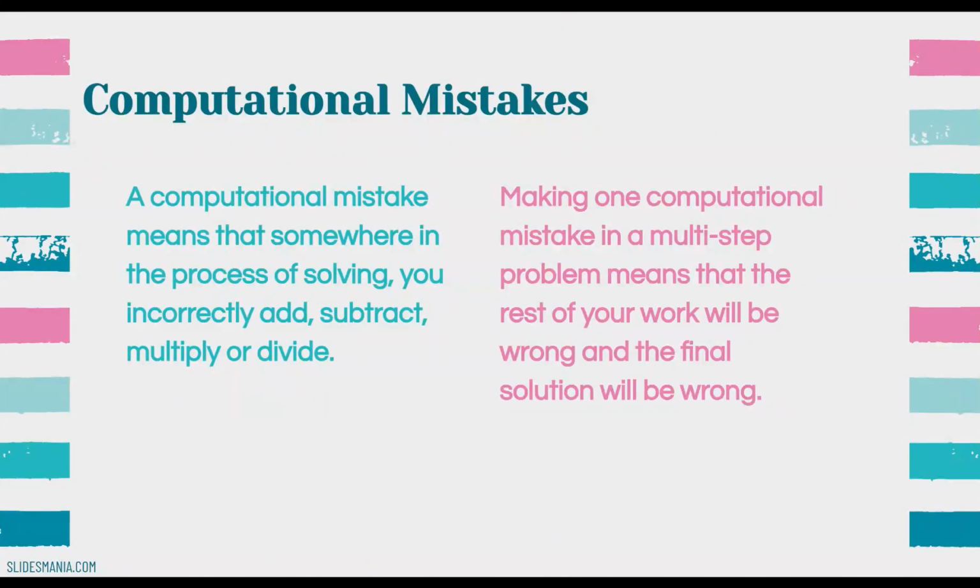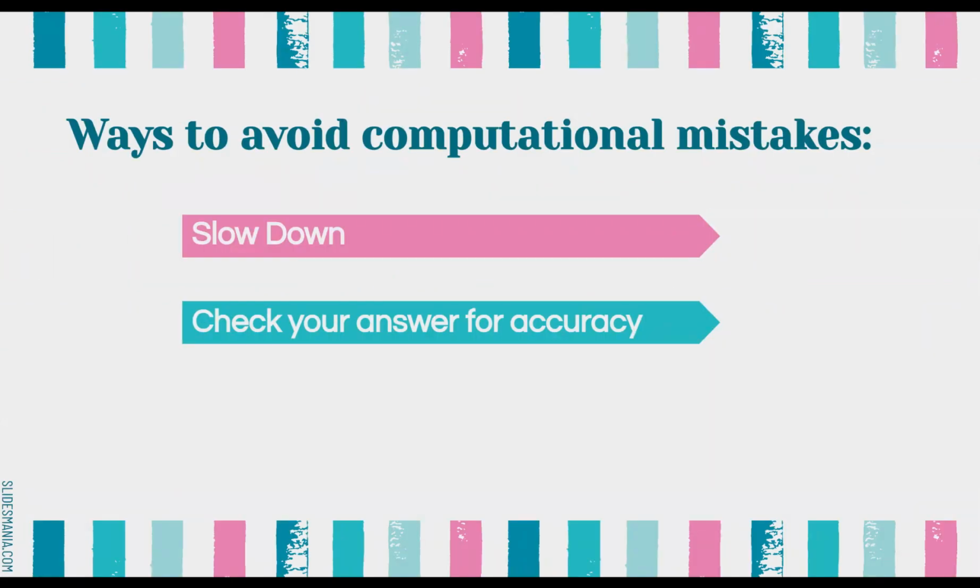Computational mistakes are where you have a mistake in the process of solving, whether you added, subtracted, multiplied, or divided incorrectly. Making one computational mistake in a multi-step problem means that the rest of your work may be wrong and the final solution will be wrong. Ways to avoid these computational mistakes are: A, slow down, and B, check your answer for accuracy. Does the answer make sense for the problem?